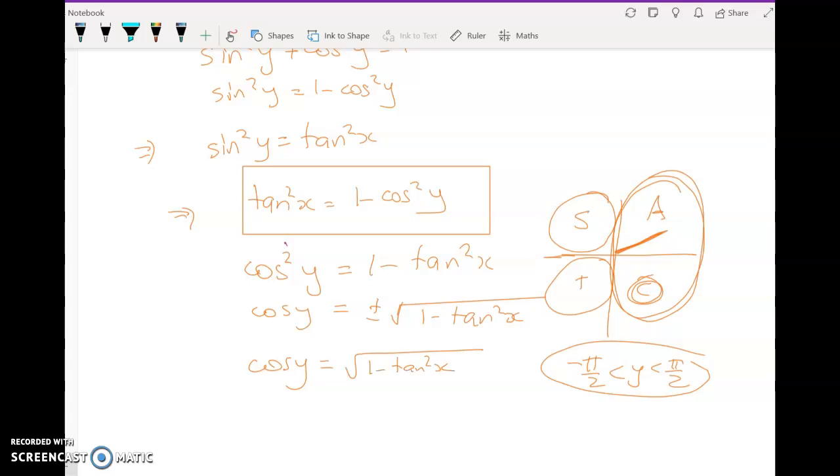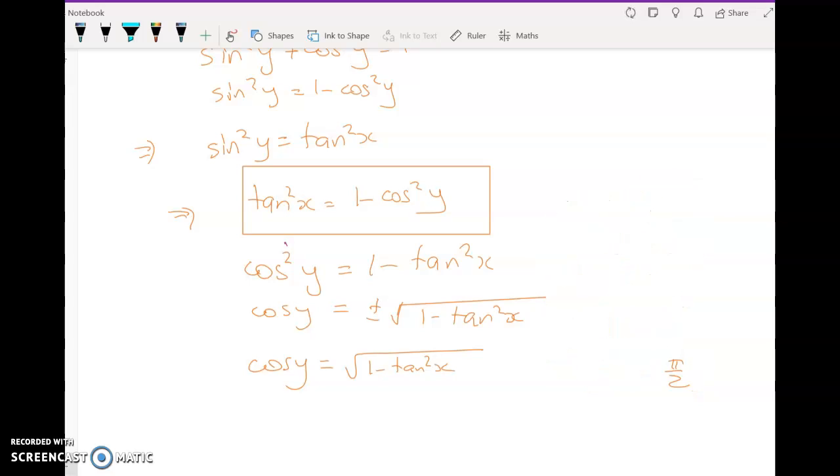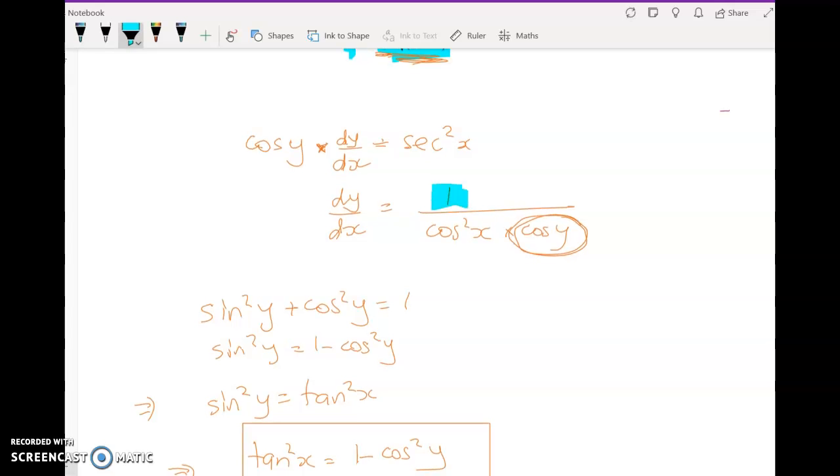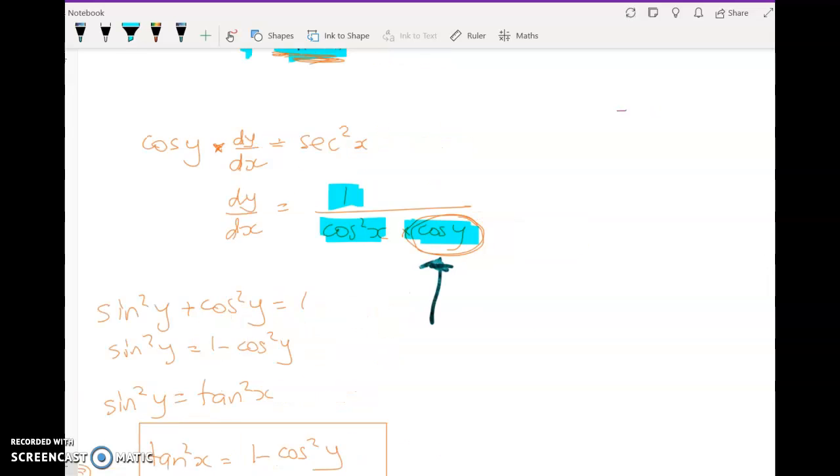Now, I didn't see any of this in the marking schedule, but if I were marking a scholarship calc question like this, I would want to see some kind of reasoning for why we're ditching the negative root. Let's go back to this question though. So we're down to cos of y is equal to this, and back up here we've got 1 over cos squared of x times cos y. So I now need to go and substitute in my fancy new square root thing in here.